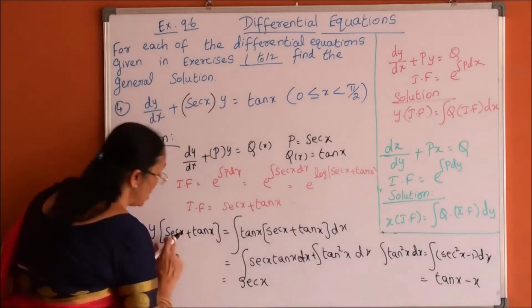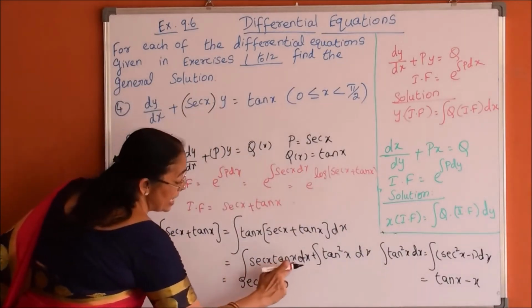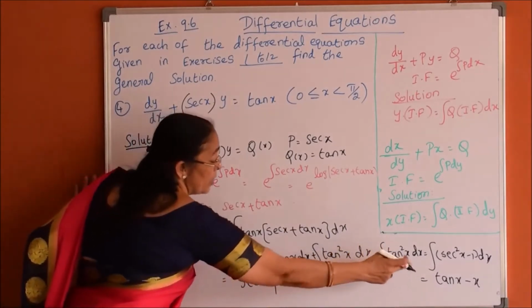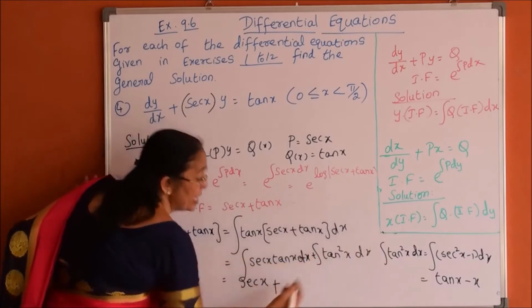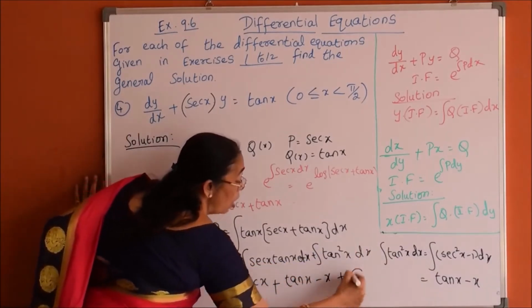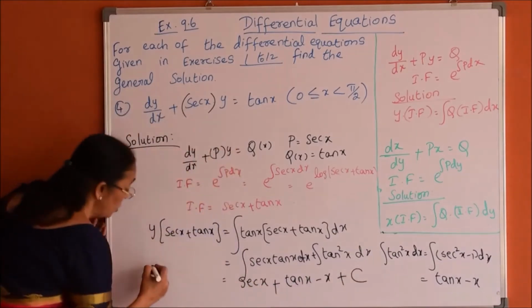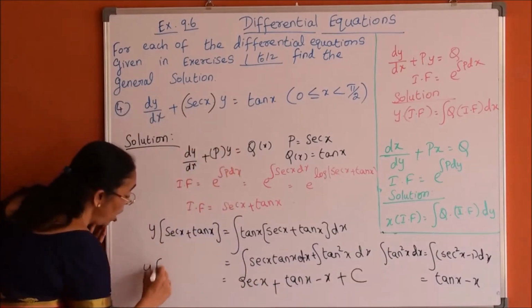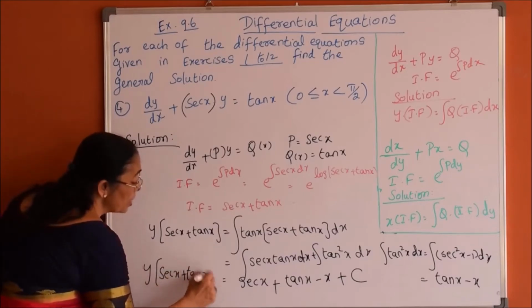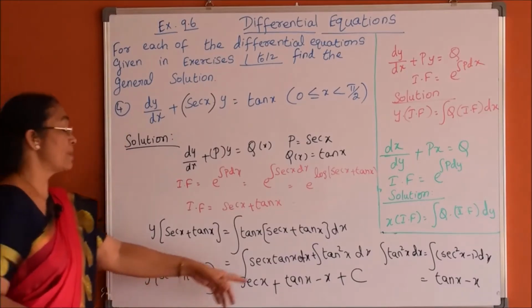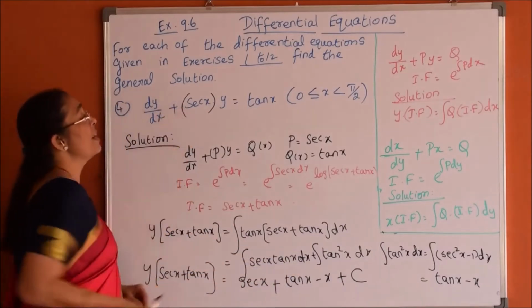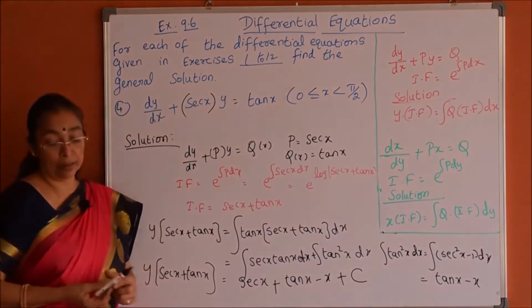Now, the first part integration is secant x tan x, integration is secant x, plus integration of tan square x dx, which is tan x minus x, all together plus c. So y of secant x plus tan x is equal to secant x plus tan x minus x plus c, which is the solution for the given linear differential equation.